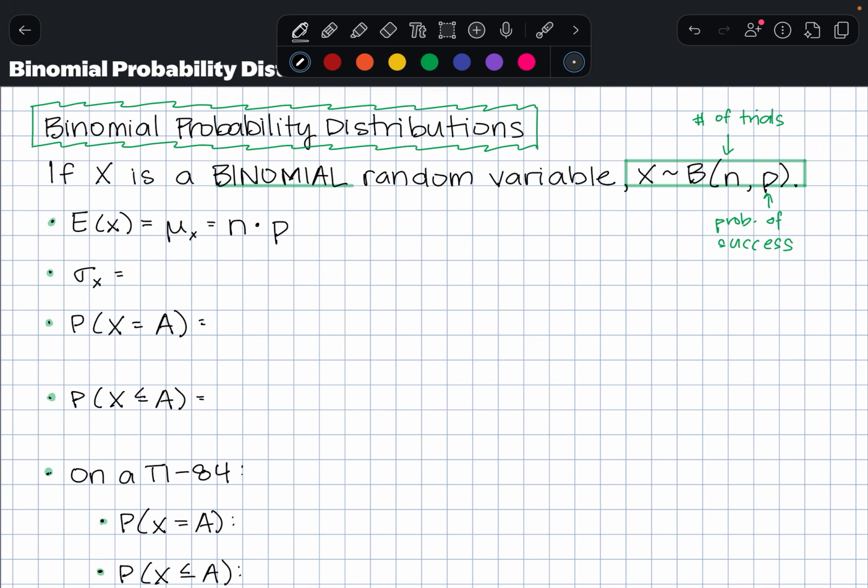The shortcut formula for the standard deviation is the square root of n times p times 1 minus p. Why 1 minus p? 1 minus p is equal to the probability of getting a failure. In this case, the probability of getting a tails. This is also sometimes in some books called q. I oftentimes call it q because the textbook I learned from called it q. And that shortens it a little bit: square root of n times p times q.